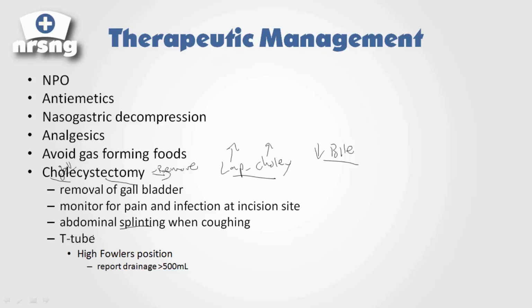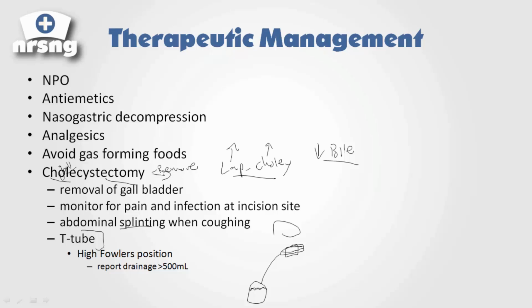One other thing that may be inserted for this patient is a T-tube. What a T-tube does is it helps keep that duct patent. We need to keep the duct leading into the duodenum patent, so a T-tube might be inserted to keep that patent while the patient's healing. And they'll have a drain where we can monitor how much bile is being secreted.